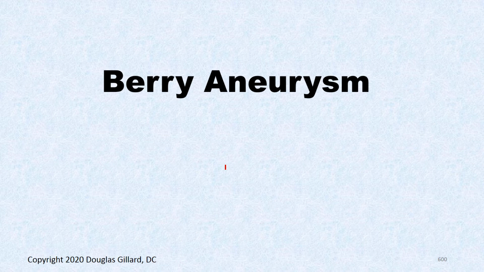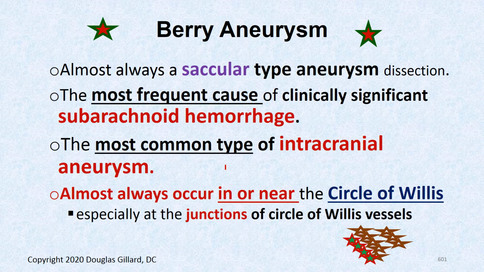All right, we were talking about aneurysms. We pretty much finished abdominal aortic aneurysms. Now let's talk about some other kinds. We have to talk about the Berry aneurysm, right? Boards love this one. Everybody's got to know about Berry aneurysms. So this is pretty high yield material.